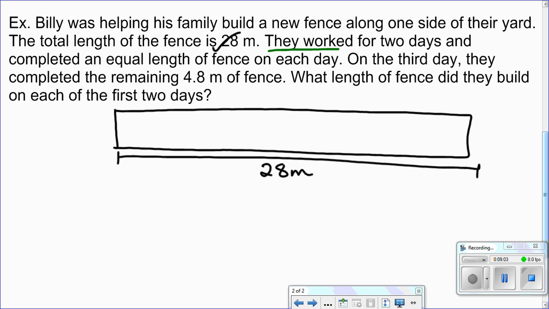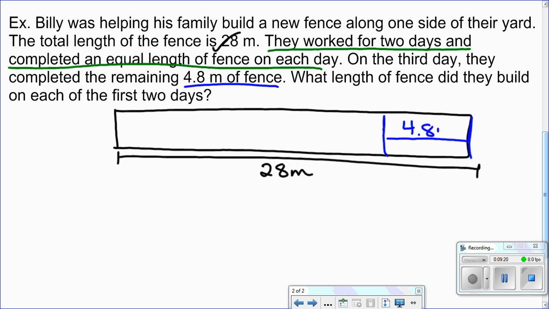Okay. They worked for 2 days and completed an equal length of fence each day. I think that that's important, but I don't really know how to add that yet. So they completed an equal length of fence each day. On the third day, they completed the remaining 4.8 meters of fence. What length of fence did they build on each of the first 2 days? So the first 2 days, it says they completed equal length.